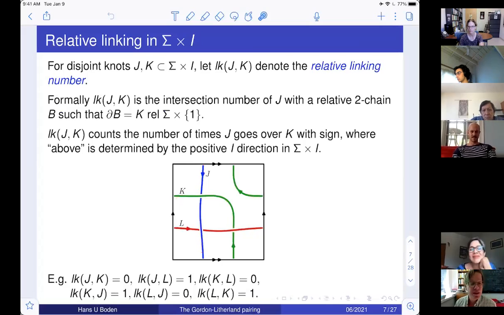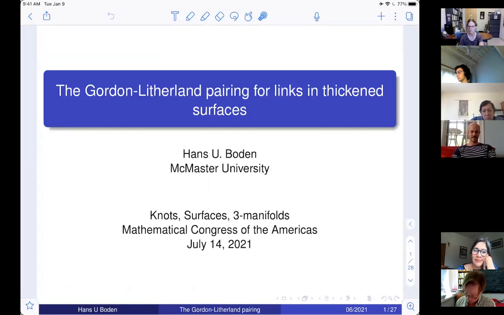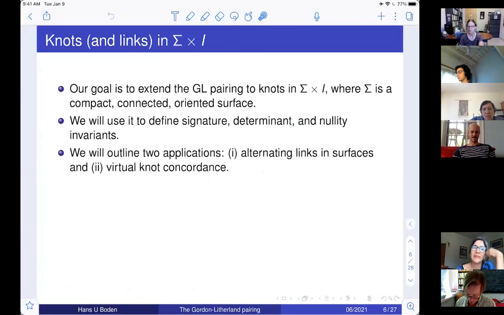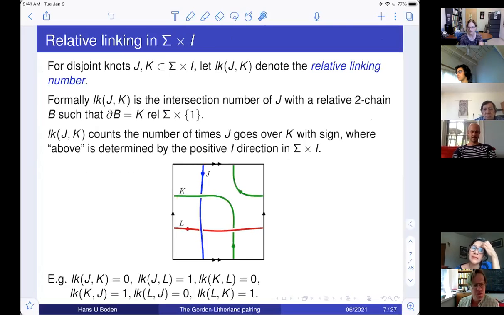So up here is toward us, out of the page or out of your screen. So J never goes over K, so that linking number, the linking number of J with K, is 0. On the other hand, the linking number of K with J, well, K goes over J once, and the right-hand rule says that's a positive linking. So the linking number of K with J is 1.